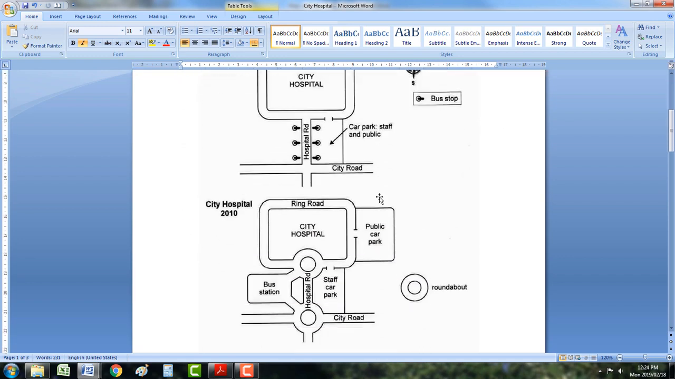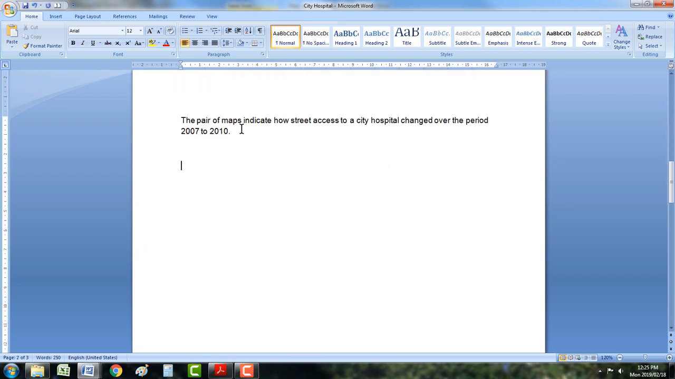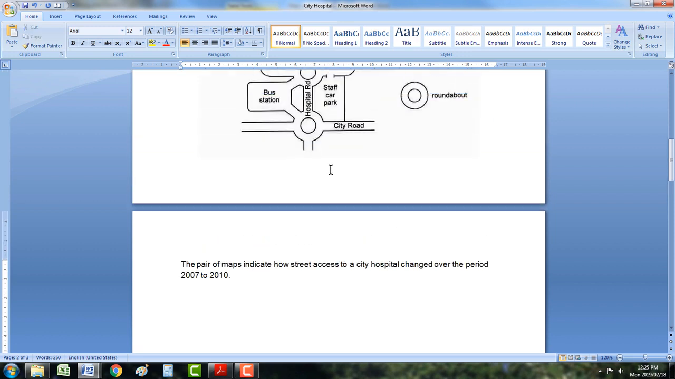Let me just type it. The pair of maps indicate how street access, okay, so I changed road access to street access, whatever, it's fine. To a city hospital, I didn't paraphrase, changed over the period. It's a nice paraphrase because I've paraphrased the grammar and I haven't really paraphrased the vocabulary. Students think if they paraphrase the vocabulary, then that's enough. It's actually better to paraphrase the grammar, and often it's a good idea to try and put in a how something happened. Alright, but that's enough about paraphrase. Don't go too crazy about paraphrase.